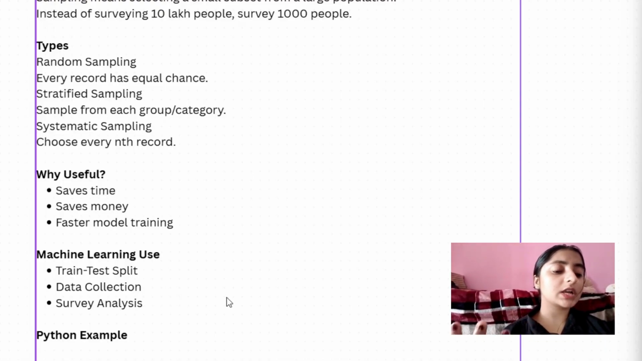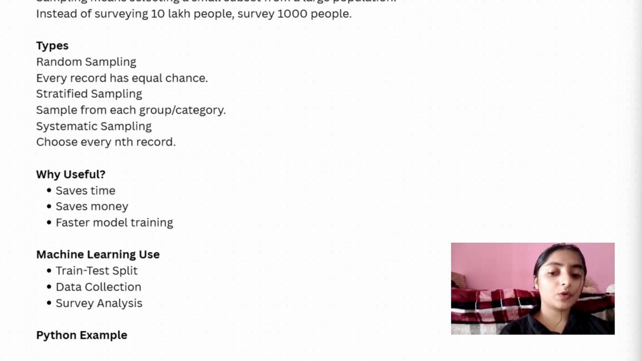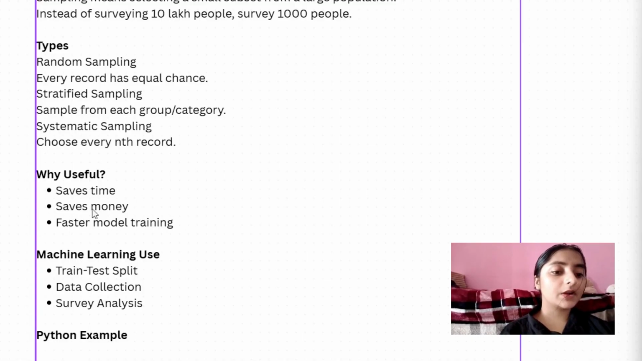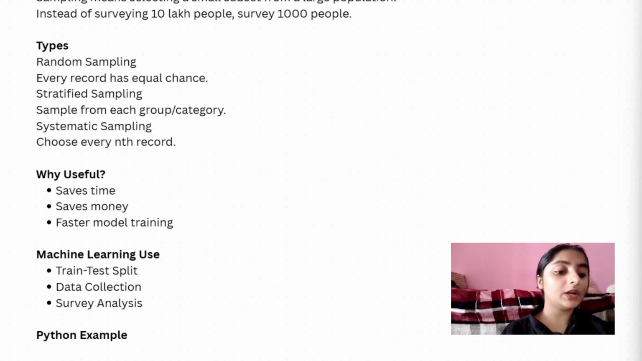Companies don't ask every customer, right? If bulk customers are buying products, they cannot go to each customer and ask what their experience was, they can't ask everyone for feedback. They'll select only a few people, take samples from a small group, and analyze the feedback. So this is about sampling. Till now we've seen what sampling is, why we do sampling, and types of sampling. We discussed 3 types, and then the machine learning use. Now we'll see the Python explanation also.